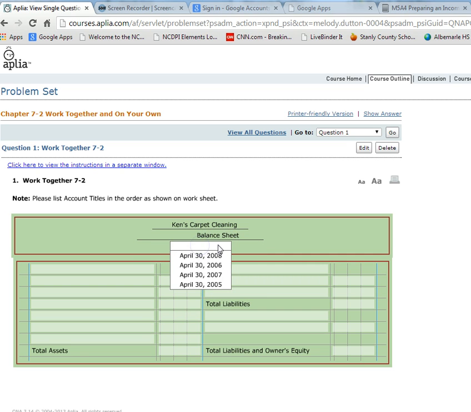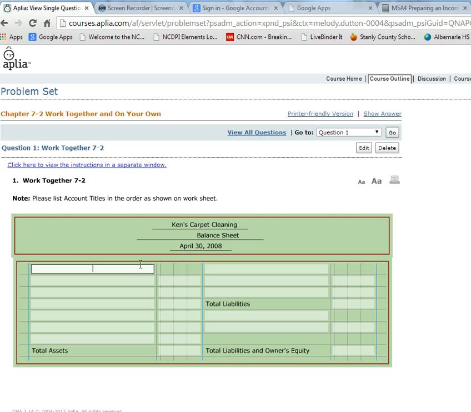A balance sheet is good for 1 day, and this one is April 30th. I'm not sure that's the correct year, but that's where the year goes. The date is April 30th. This is good for 1 day because you continuously have transactions going on, so these transactions would make all this information change per day. All right, so the name of the business, the type of document, and the date.